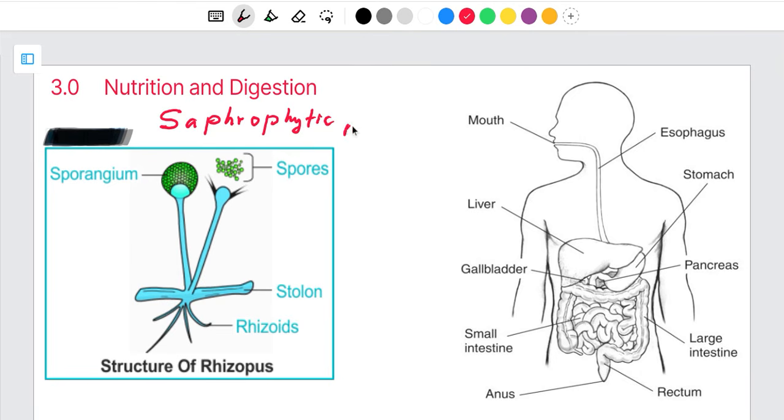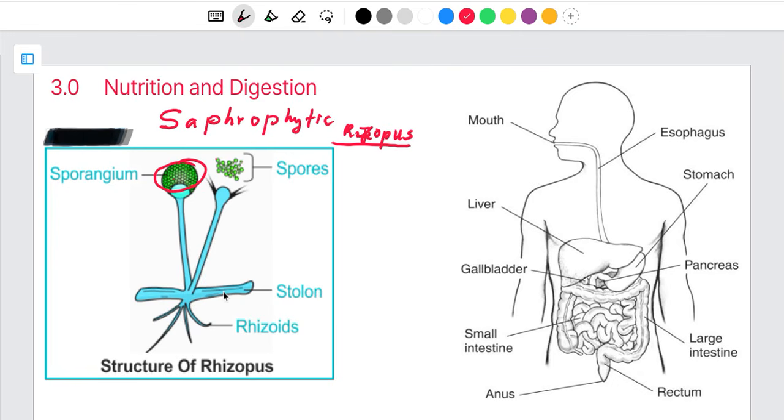So this one is Rhizopus. Under Rhizopus, you have to know the parts of the Rhizopus as well as the function. So the entire part here is called the sporangium. Then these tiny ball-like structures are called the spores. So you have to know the spores, the balls of the spores, as well as the function of the spores.